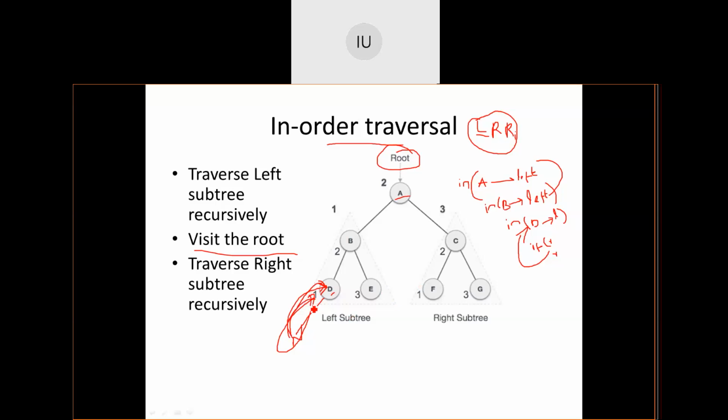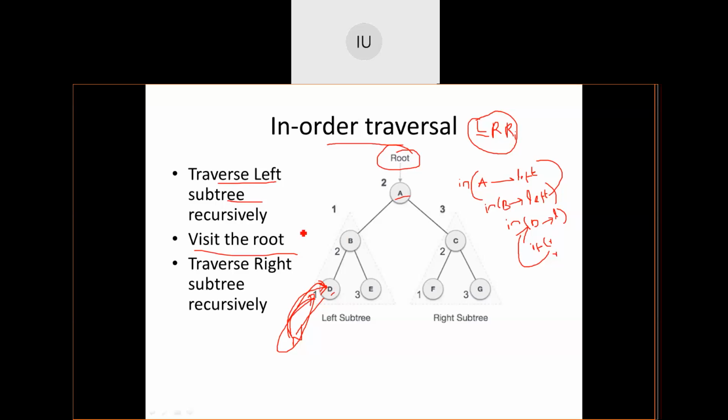Now, D has completed traversing left subtree. With reference to D, I'm talking. With reference to D, the traversing of its left tree is done. Next what? Visit the root. It means what? Print that particular node. Who is the root node? Root node right now is D. So print it. Then traverse the right subtree.